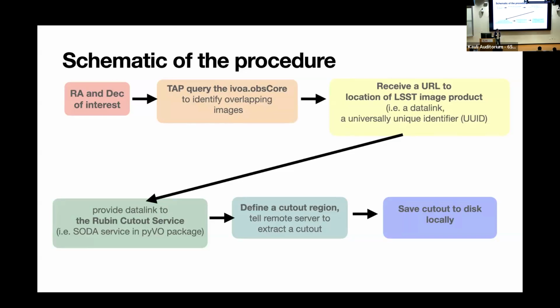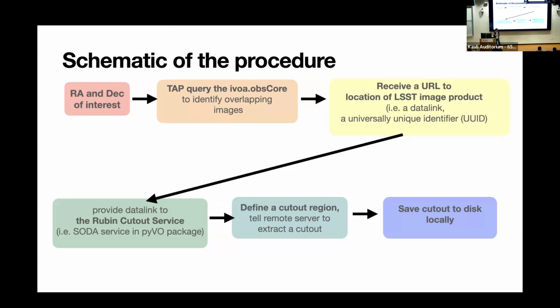So you do this query, you receive a unique URL that identifies the remote location of that data. This is what we call the datalink, and that's going to enable your RSP platform to communicate with and point to the data set that you want to cut out from. Then you provide this datalink that you've retrieved from your TAP query to the Rubin cutout service.